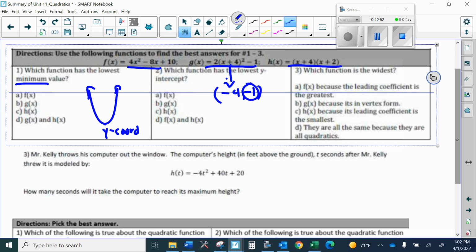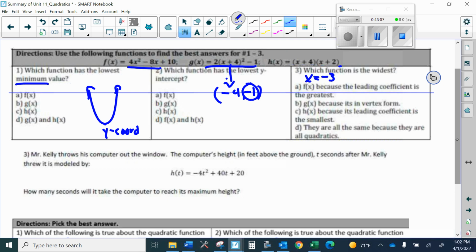We know the factored one gives me a -2 x-intercept and a -4 x-intercept. What's halfway in between? What's the midpoint? -3. So x equals -3 is the x-coordinate of the vertex. Plug that -3 right in there: -3 plus 4 and -3 plus 2. -3 plus 4 is 1, and -3 plus 2 is -1. So y equals -1. Right now, we have the exact same value for both of those.